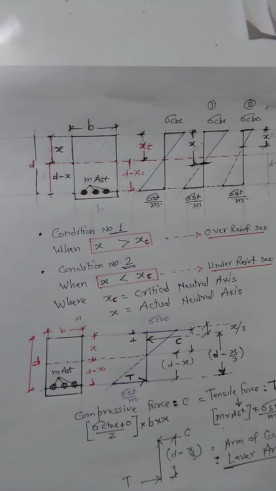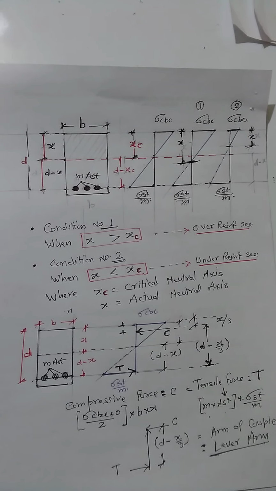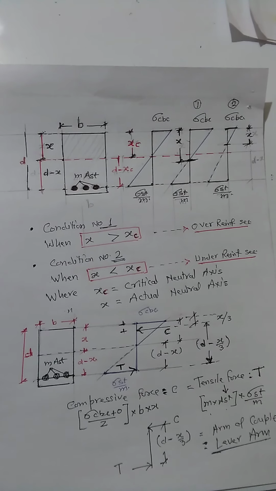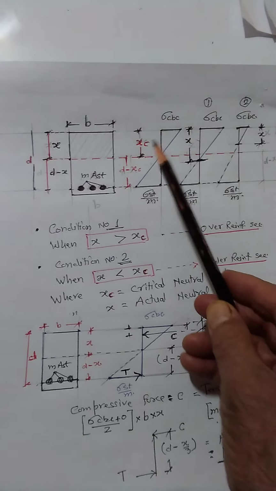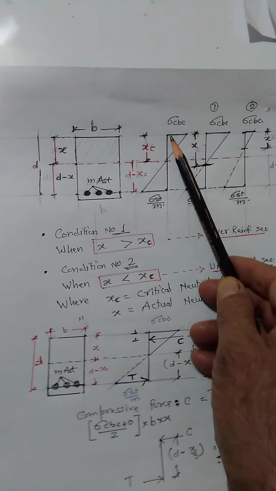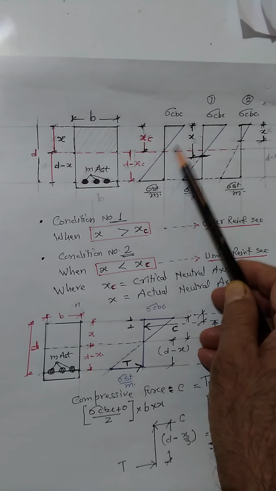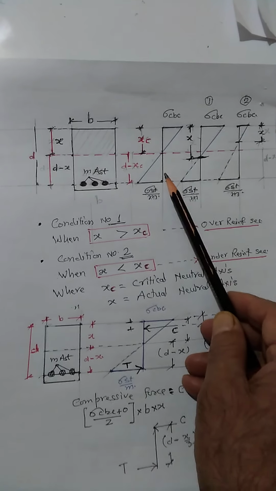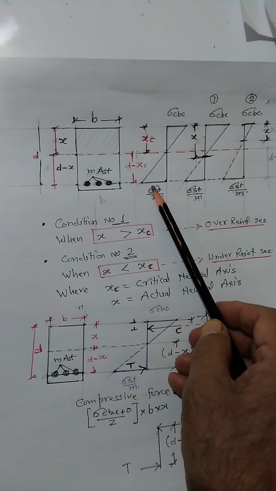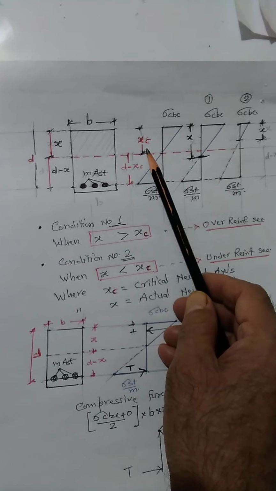When the stress in concrete and the stress in steel reach their maximum values simultaneously, then such a neutral axis is known as the critical neutral axis, which is denoted by xc. This is sigma cbc, this is sigma st upon m. Stress varies from 0 to sigma cbc, and maximum to sigma st upon m. Both are reaching their maximum value simultaneously, so that neutral axis is denoted by xc.